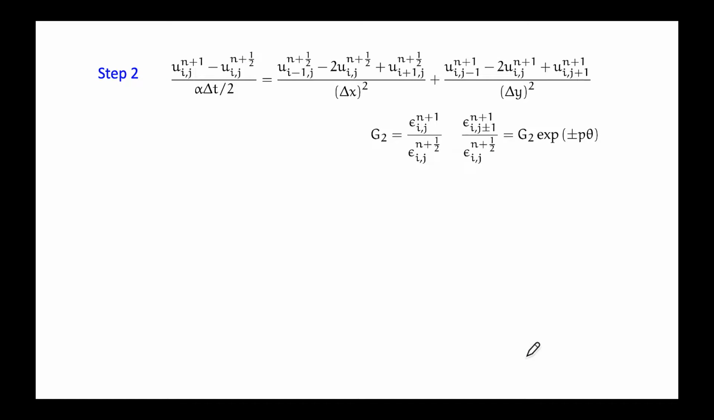Now we come to step 2. And in step 2, I have this n plus half to n plus 1, this jump. And here the first term del 2 u del x2 is discretized at n plus half, del 2 u del y2 is discretized at n plus 1.